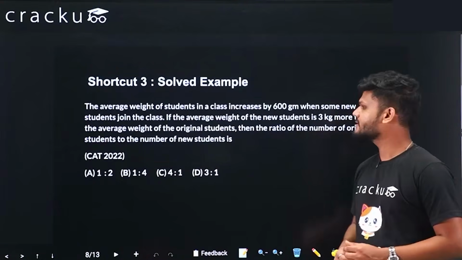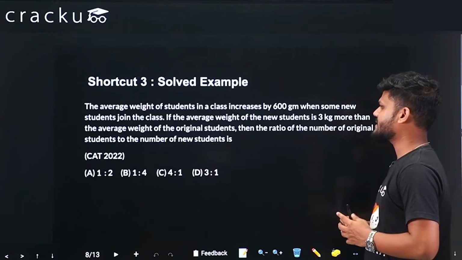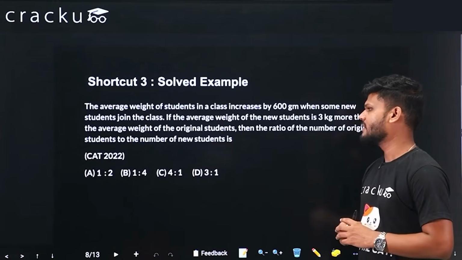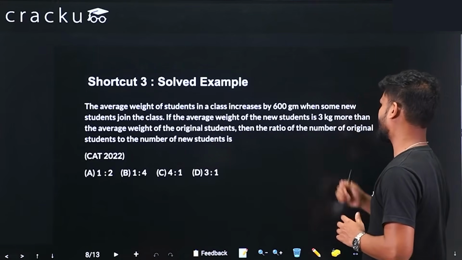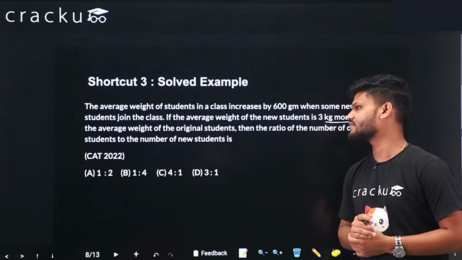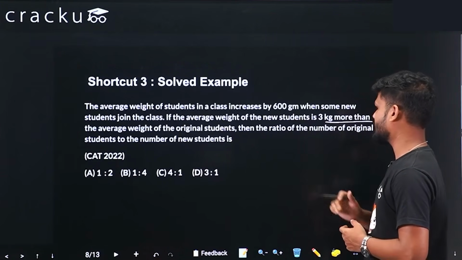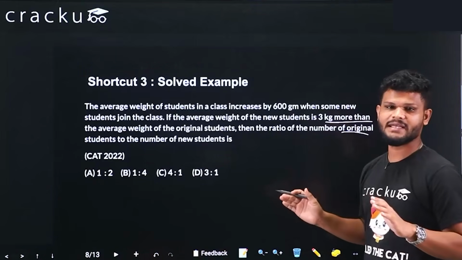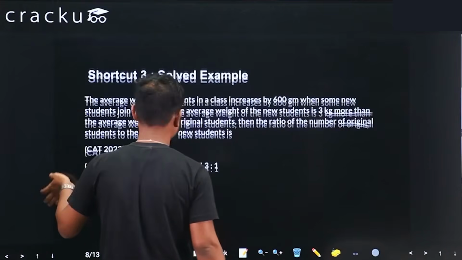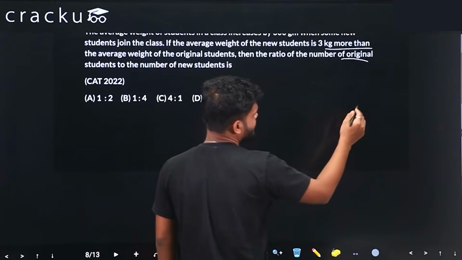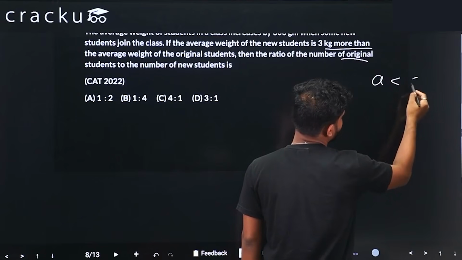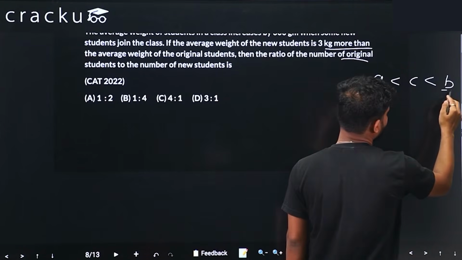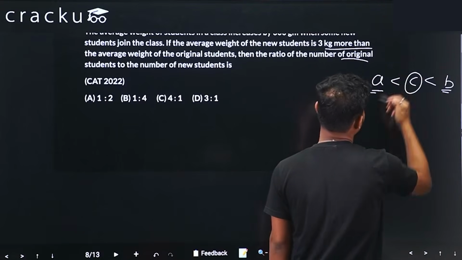In this question we are asked, the average weight of students in a class increased by 600 grams when some new students joined the class. If the average weight of the new students is 3 kg more than the average weight of the original students, then find the ratio of the number of original students to the number of new students. You don't have to write the equation or anything here. We just remember what I had said: A is less than C is less than B. A is the average of one group, B is the average of the other group, and C is the combined average.